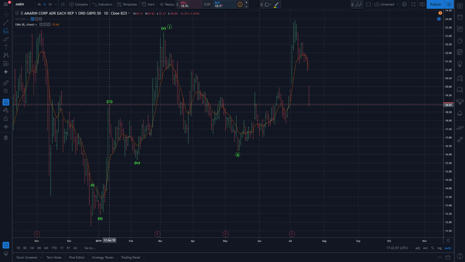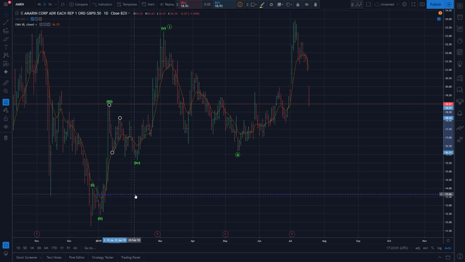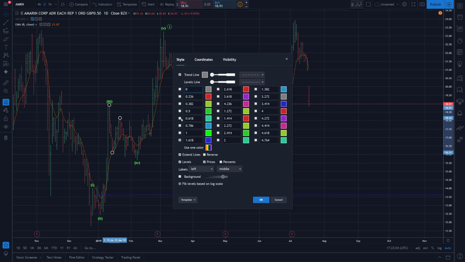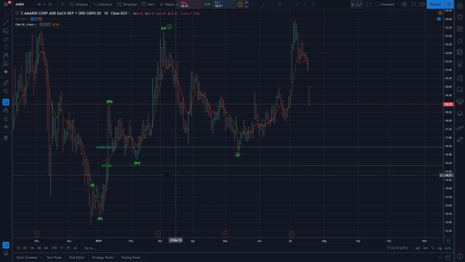So, swing low to swing high, projected down, and we have our relationships of 618 and 1, and the common relationship I like to look for, and we got closer to the 1 there.